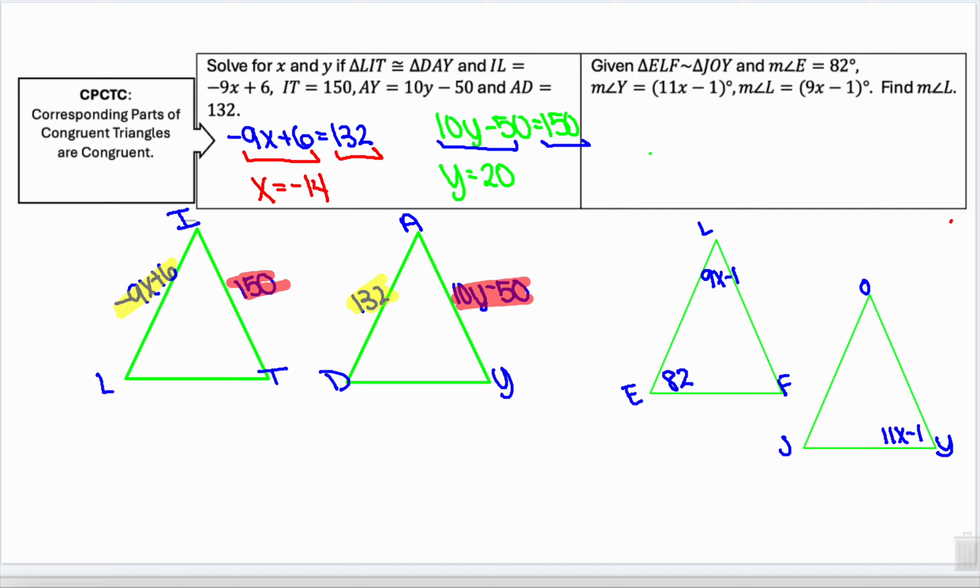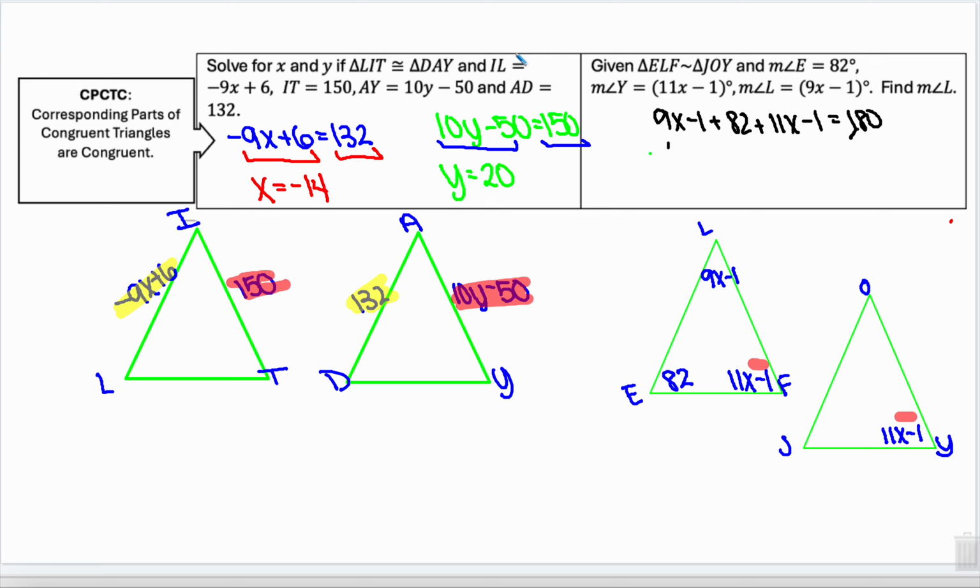And then I'm going to kind of do the same thing that you just did up here. I'm going to copy these pieces over. So Y is in the bottom left corner, which means it's going to be the same thing as F. So I can then say 11x minus 1 can go here. Well then, what do I know about angles in a triangle? Well, they all equal 180. So I can say 9x minus 1 plus 82 plus 11x minus 1 equals 180 degrees.